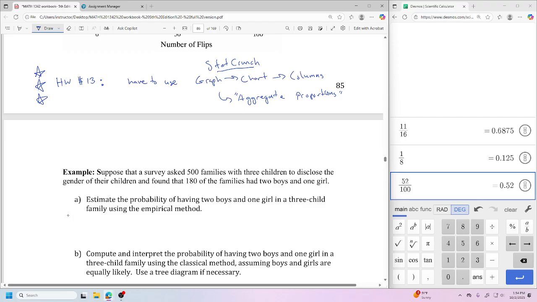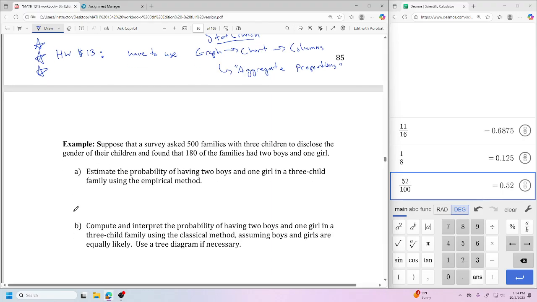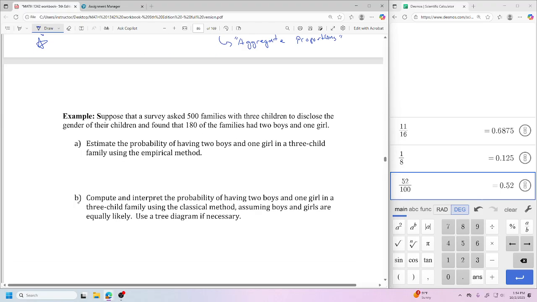So suppose a survey has 500 families with 3 children, and they found that 180 have 2 boys and 1 girl. So they're wanting to know what should it be and what are we actually getting? What's the difference? If you think about it, they're doing 50-50 basically. Which one are we doing here? Classical method or empirical method? This is the empirical method, so we're just going to take selected over total here.